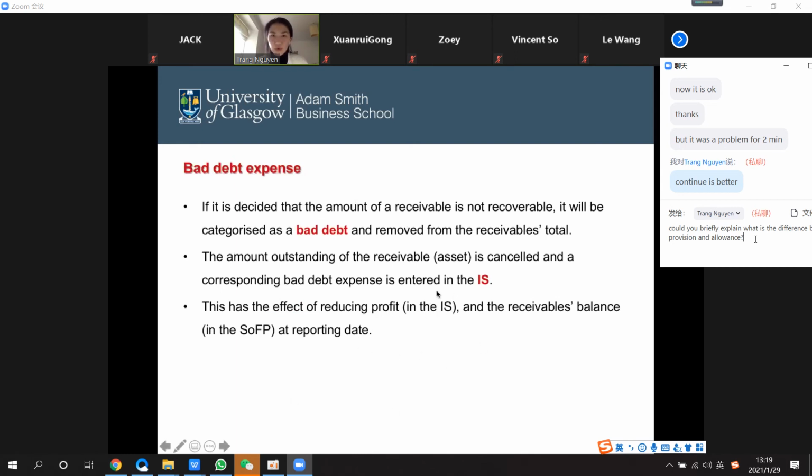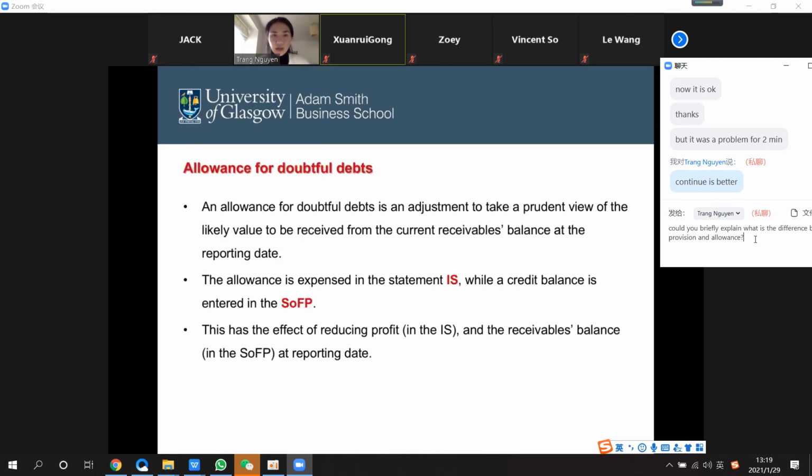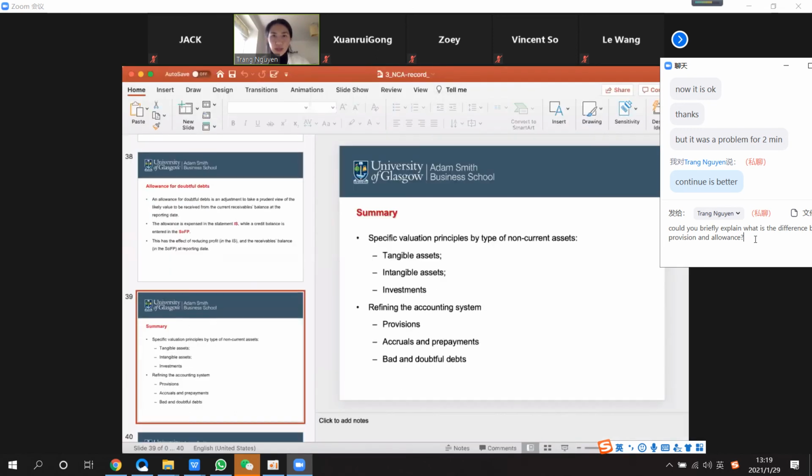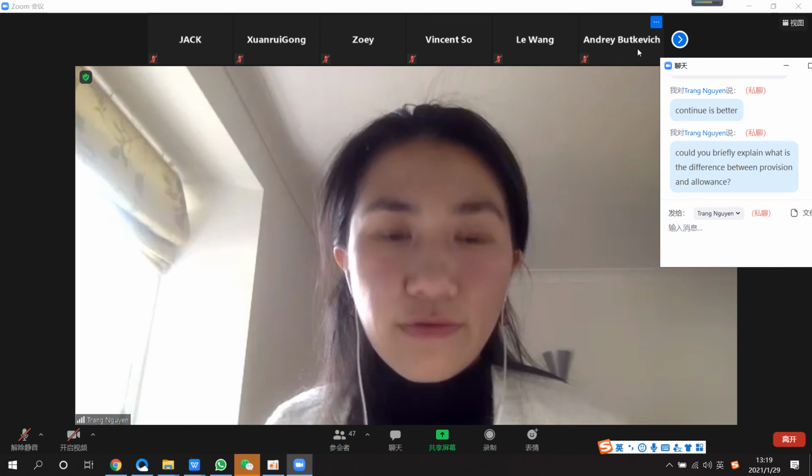Because it reduces the profit in the income statement, and the trade receivable on the statement of financial position is also reduced. It's the same idea for allowance for doubtful debt. It also reduces the profit because we record expenses, and trade receivable is lower. So that's it for the topics today about the refining.